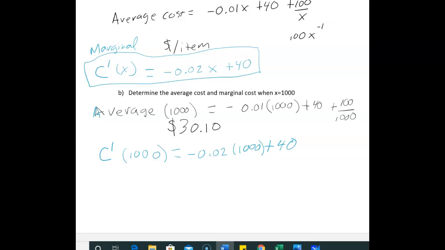And for the marginal cost, and we'll talk about what the difference is between these two, I'm going to get negative 0.02 times 1,000 plus 40. And I'm going to get 20. So I get $30 is the average cost. Once I've made 1,000 units, on average, they each cost $30. But to make the next unit, that's what the marginal cost tells me. How much is the next unit? It's only going to cost me 20.